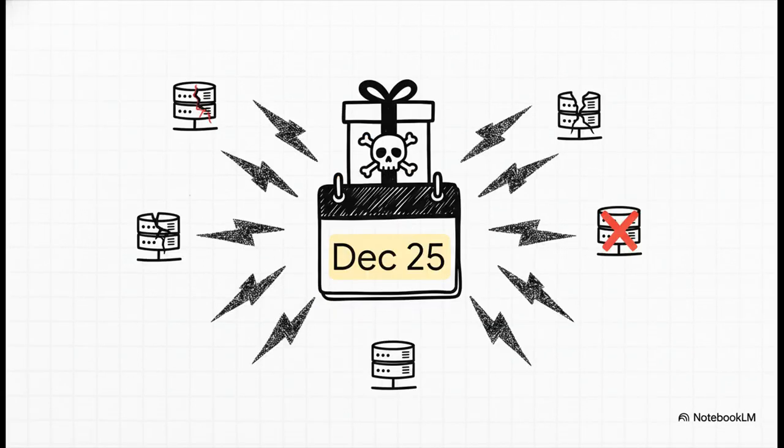And I want to be crystal clear, this was not some theoretical exercise. A fully working public exploit script dropped on Christmas Day 2025. And as you can imagine, it didn't take long for people to start using it. We have confirmed reports of attackers actively hitting vulnerable internet-facing servers with this exact technique.